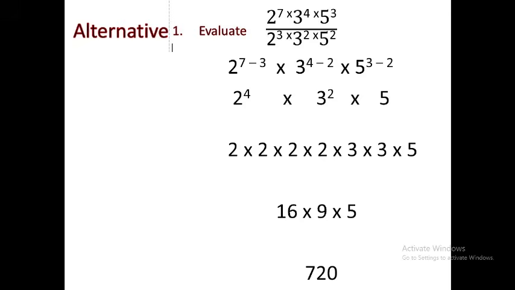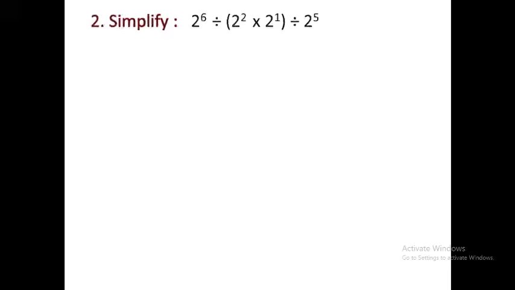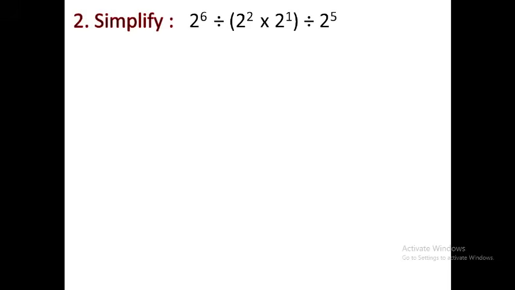So you can employ any of the methods and you'll still get your answer, as long as you follow the rules religiously. Good. Let's take the next one. The next one, that will be our question number 2. It says that we should simplify 2 exponent 6 divided by bracket open 2 exponent 2 times 2 exponent 1 bracket close divided by 2 exponent 5.